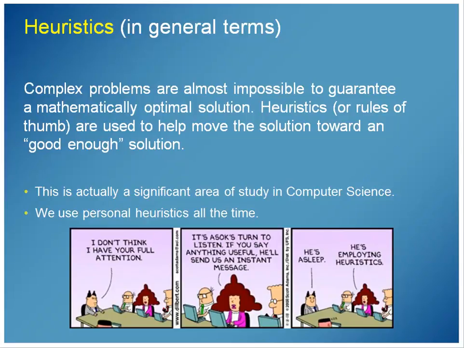So here's an example of a heuristic, and I always like Dilbert because they do a good job of illustrating our points here. The boss is saying, "I don't think I have your full attention," and Alice is saying Asok, the intern, is doing the listening right now, and if you, the boss, say anything useful, the intern will send us an instant message. And the boss says, well, he's asleep. And she says, he's employing heuristics, which means it's probably a good safe guess, not guaranteed, but it's probably a good safe guess that nothing is going to be said that needs to be texted. So, okay, there's our Dilbert joke.